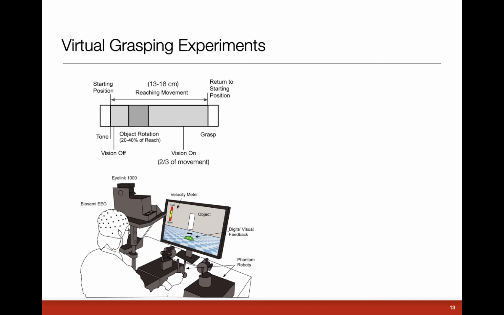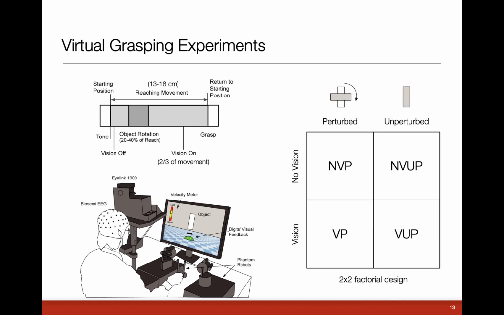In this study, we consider only successful grasping trials, meeting the accuracy criteria, which require the left and the right hand sides of the object to be grasped. Using a virtual reality environment allowed us to carry out precise vision and object perturbations in this 2x2 factorial design. In this study, we focus on full vision trials on a 750 millisecond period after object perturbation.